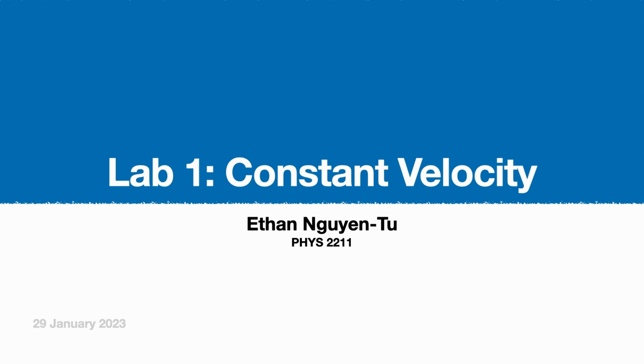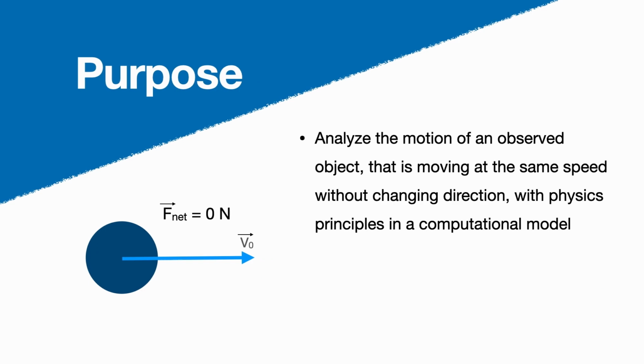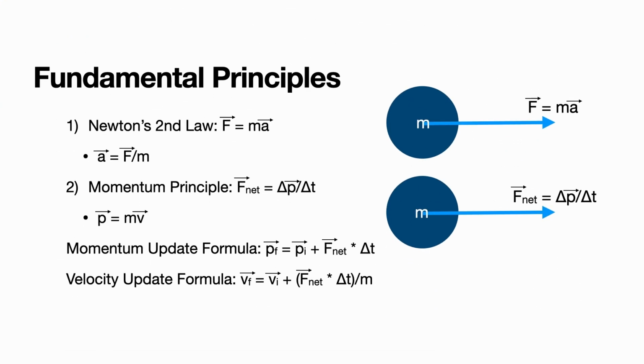Hey everyone, I'm Nguyen-Tu, and this is Lab 1 of Physics 2211. The purpose of this lab is to analyze the motion of an observed object that is moving at the same speed without changing direction with physics principles in a computational model. In this lab, I will be using Newton's second law and the momentum principle.